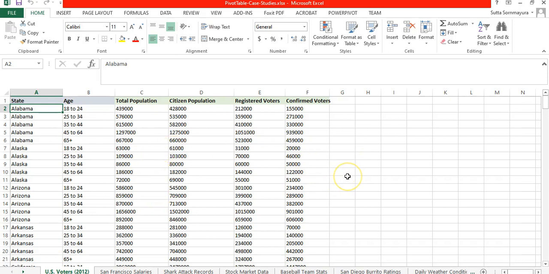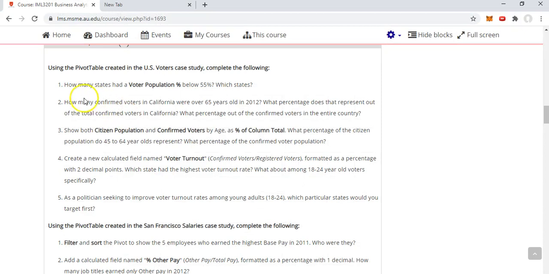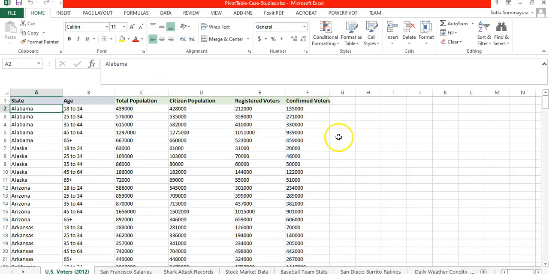Okay, students, we are going to try to solve the four cases of our workshop in the class for the last time. So, in the first case, the first question: how many states have water population percent below 55, and which states? So you have to find the water population first.